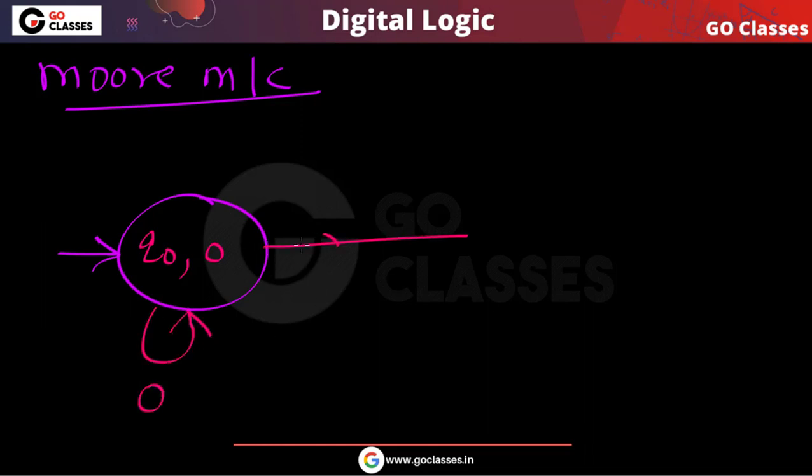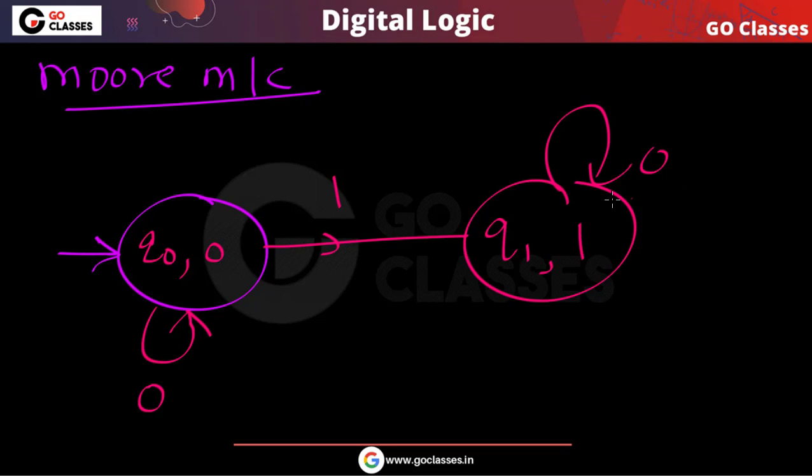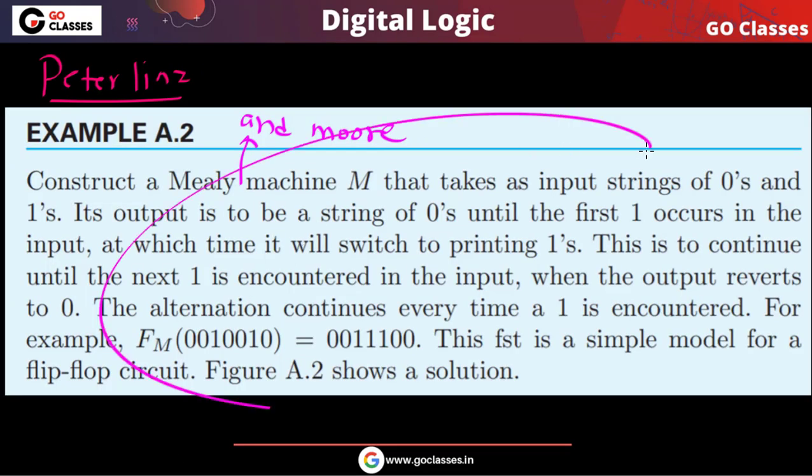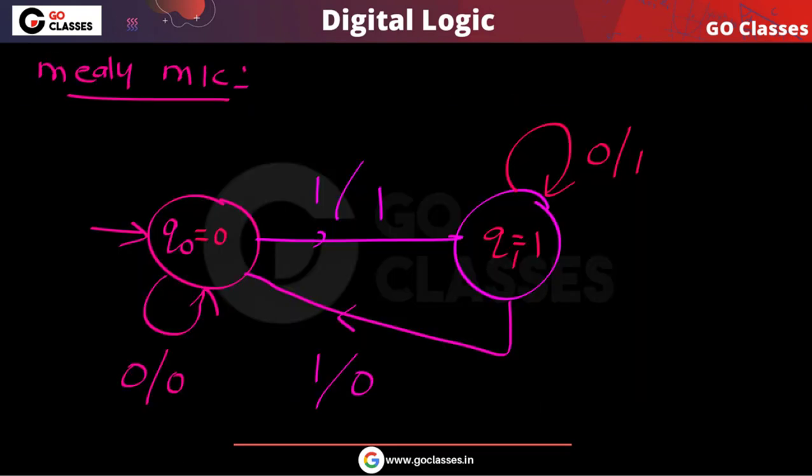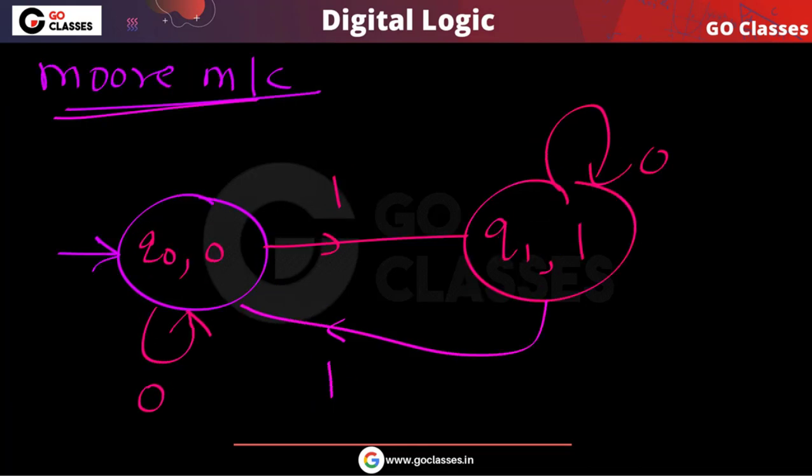If the first one is coming, now I will print one. If zeros are coming, I will keep printing one. But now if one comes, then I will print zero. So this is your Moore machine for this problem. You can notice that for this problem we have created the Mealy machine, this is your Mealy machine, and this is your Moore machine. So like this you can do.